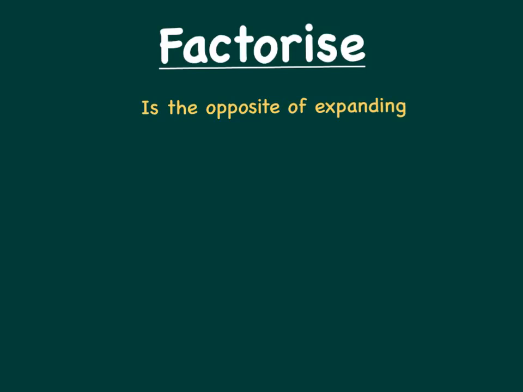This week we're going to look at factorising. This is the opposite of expanding brackets. Expanding brackets is where you're getting rid of the brackets by multiplying. So factorising is where you're putting the brackets back in.